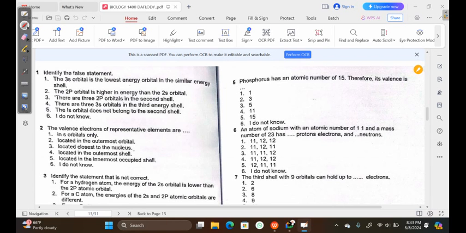Our friend is saying option 2, which is saying they are located in the outermost orbital. This one. Anyone with a different view? Located in the outermost shell. So we have these two options, 2 and 4.